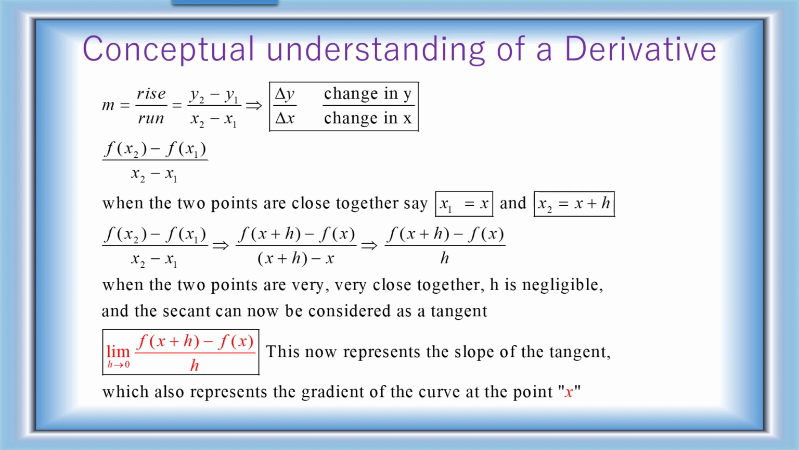So for a straight line, we know that the gradient is rise over run, which we know is m, and rise over run is y2 minus y1 over x2 minus x1. In terms of calculus, I'll represent that as a change in y over change in x. So change in y is delta y, and change in x is delta x. Using the function notation, rise over run can be written as the function value at x2, which is any point, minus the function value at x1, over x2 minus x1. So that's still rise over run.